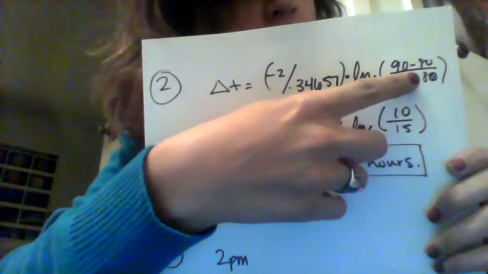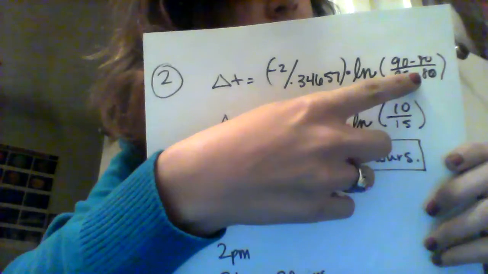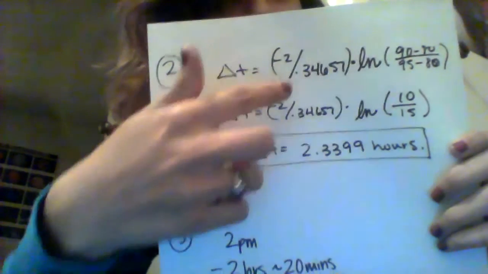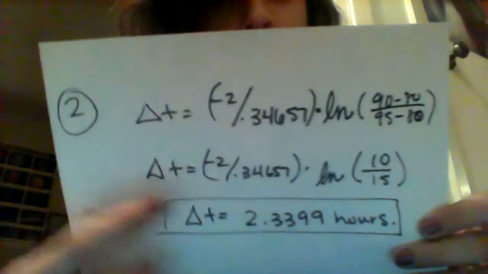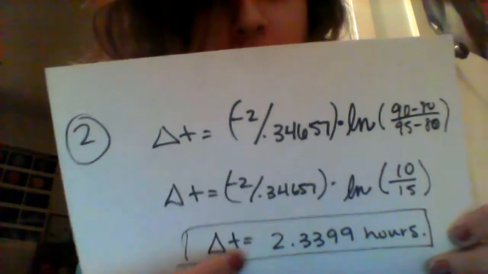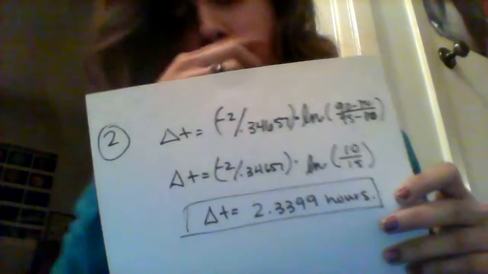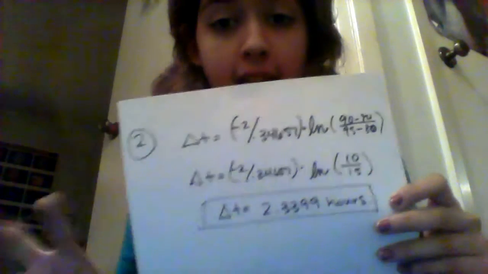And you're going to subtract that by the temperature of the room again. And all of that multiplies out to where it's going to end up equaling 2.3399 hours. So if his rat was found at 2 p.m., and 2.33 equates to about 2 hours and 20 minutes, Jimmy's rat approximately died at about 11:40 in the morning. Thank you.